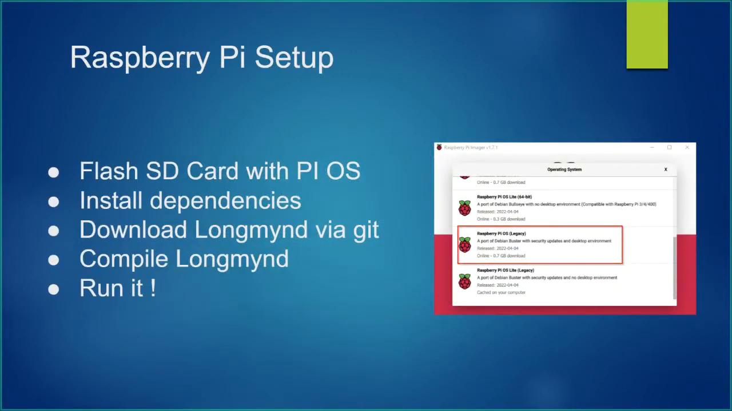It's very simple. If you've played with a Raspberry Pi before, you'll probably already have the general idea of how this is going to work. You flash an SD card with the Raspberry Pi operating system. We tend to use the legacy version. It's the best tested one for the different kind of software that we're going to be using. It uses minimal dependencies. I've got all the dependencies listed on the documentation of the software, but it's basically just a USB interface that you need to install. And then Longmint gets installed using Git, and then you compile and run it.